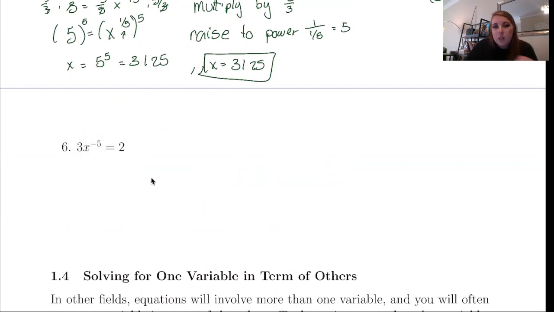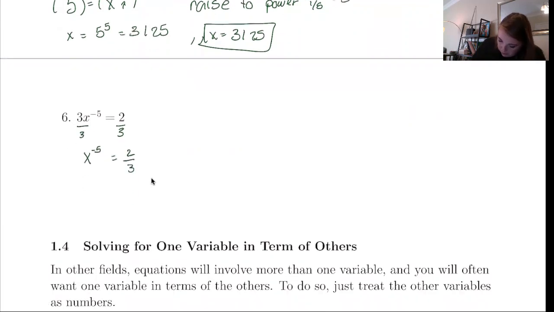Okay, so there's multiple ways to deal with these. And I'm going to go with my favorite way, which is kind of literally what we've been doing. Raise it to the 1 over the power, the reciprocal. Okay, so I need to get x alone first. So we're going to divide each side by 3. So we get x to the -5 equals 2/3. So then I want to raise each side to 1 over -5, which is the same as -1/5, right?